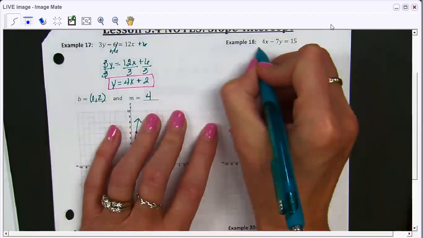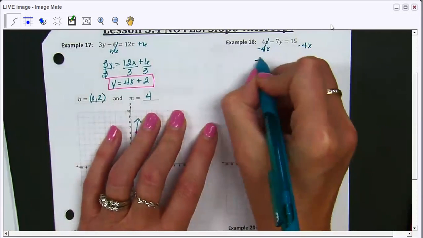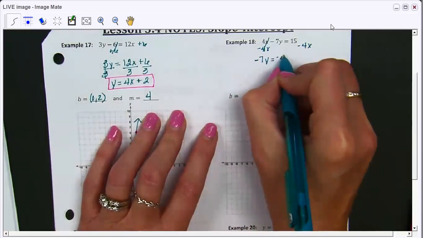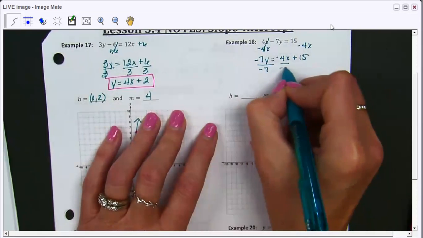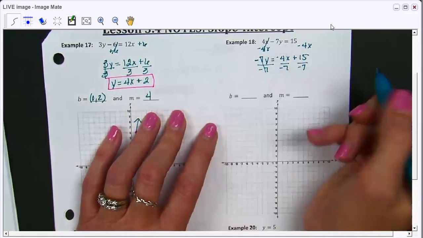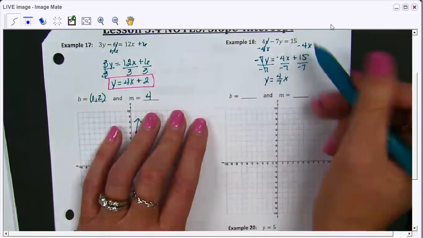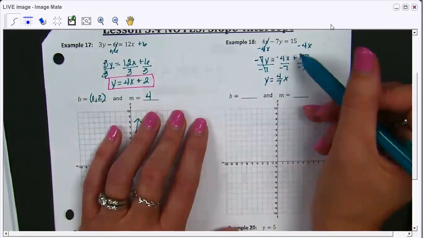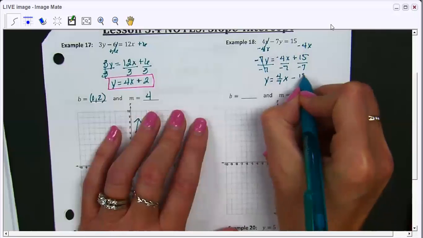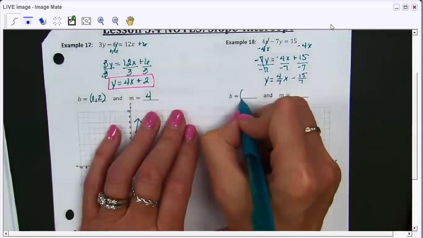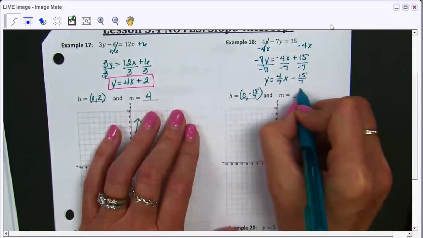Okay, I'm going to go ahead and start on this one. So subtract 4x, and you end up with -7y equals -4x plus 15. So y equals 4/7 x. Okay, so I did this on purpose where you have two negatives. So make sure you're changing the sign if there's two negatives. And this would be minus 15/7. So here's my y-intercept and my slope is 4/7.